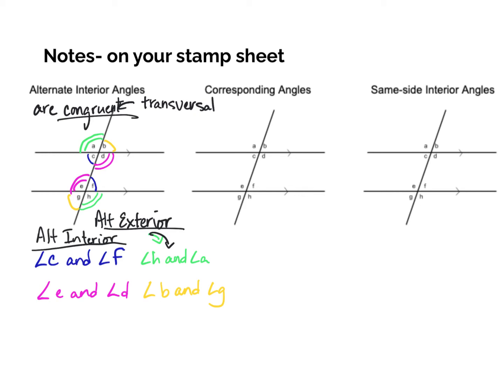Okay, corresponding angles. We have these four angles here that are formed when the lines cross. Corresponding means that they are in the same position, but on the other line. So what we have here, let's go ahead and write, they are congruent. And I'm just going to put they're in the same position on a different line.